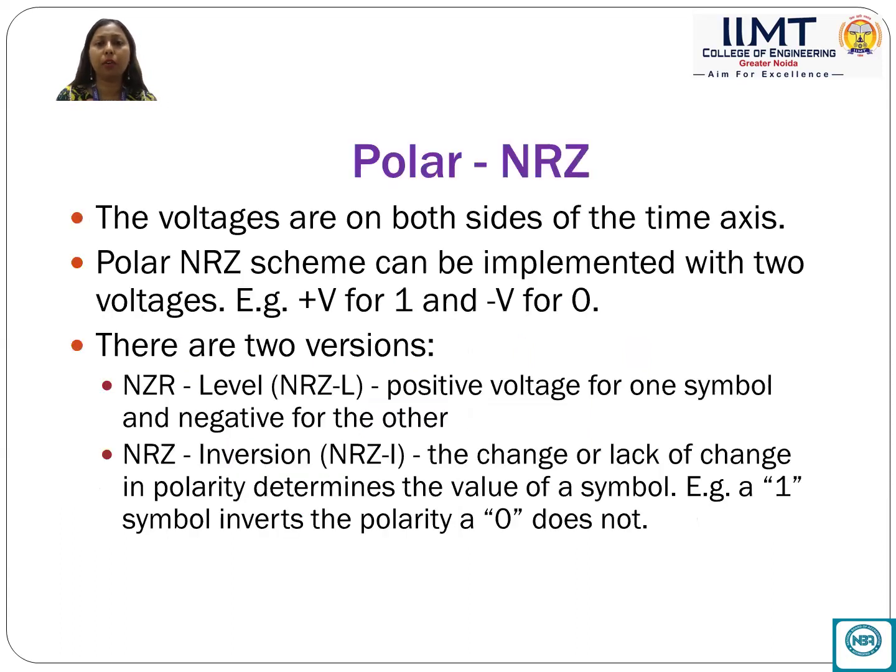After that, polar non-return to zero. The voltages are on both sides of the time axis. The polar non-return to zero scheme can be implemented with two voltage levels. For positive V, it is 1. For negative V, it is 0. There are two different versions, non-return to zero and return to zero. And we already see the levels for 1 or 0.